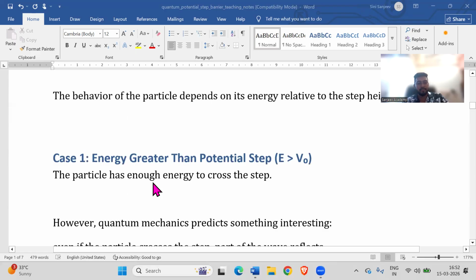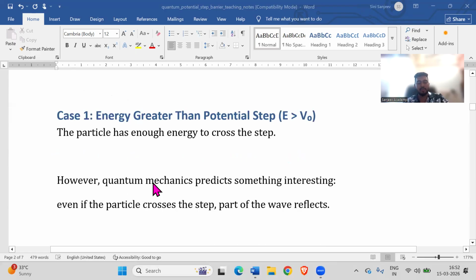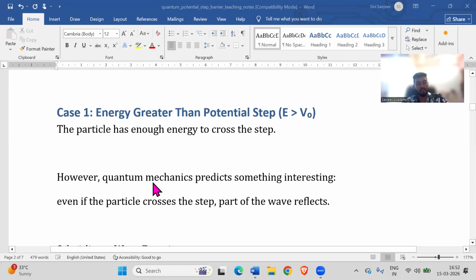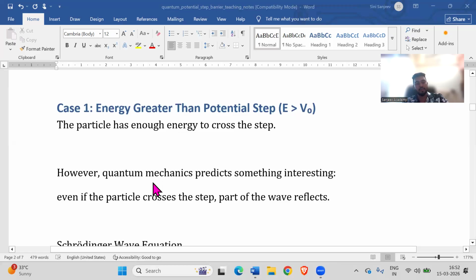Okay. Now let us take the first case: energy greater than the potential step. So the prerequisite for this is you have to know the Schrodinger wave equation properly, the derivations. So whatever I teach will go inside your head.